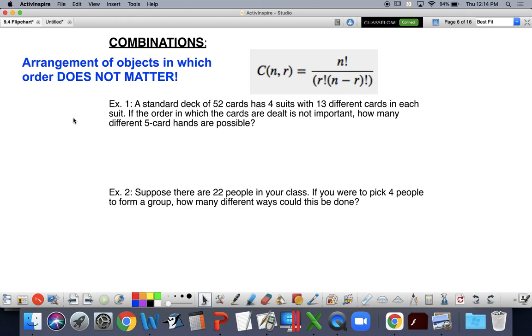And you'll notice with permutations, I used a P, and with combinations, I'm going to use a C. So on your calculator, under the probability section, right below factorial and permutations, you've got combinations.